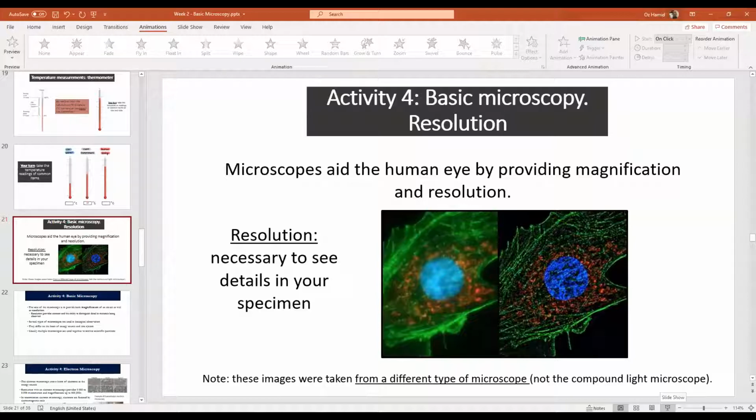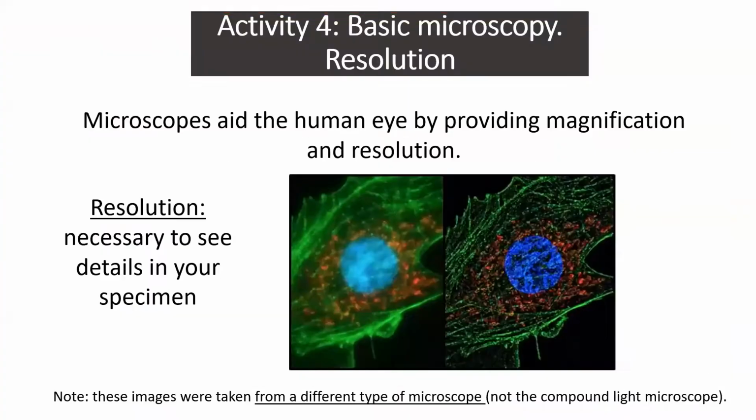So now we're going to move on to basic microscopy. Let me make sure this is my first slide. Yes. So microscopes are utilized a lot in a laboratory, and they essentially aid the human eye by providing both magnification and resolution. So this is not using a microscope we're going to discuss today. This is probably using a confocal microscope with fluorescent indicators, if I had to guess.